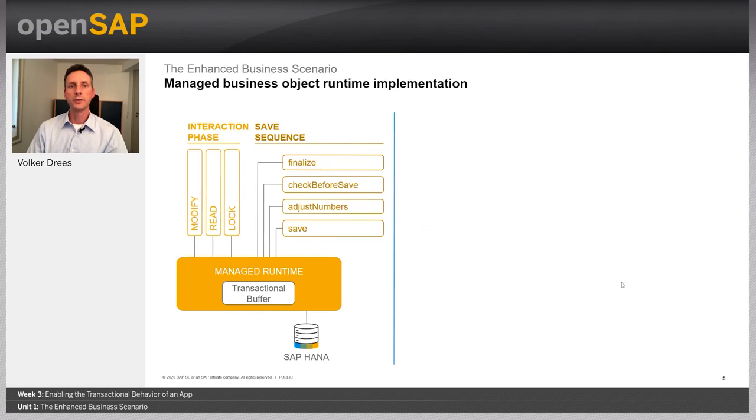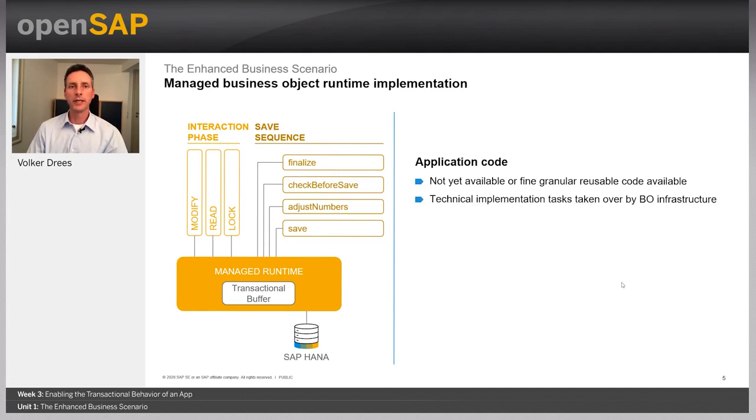In the managed scenario, the business object framework implements the interaction phase and the save sequence generically. The technical implementation aspects are taken over by the business object runtime infrastructure. This scenario addresses use cases where all essential parts of an application are developed from scratch, the so-called greenfield approach. Such new applications can highly benefit from out-of-the-box support for transactional processing by using the managed scenario.